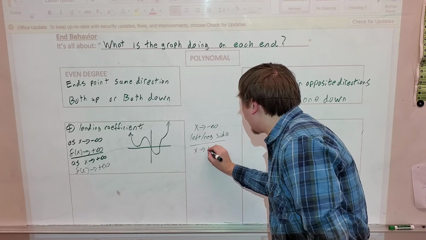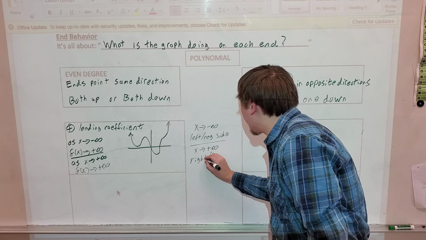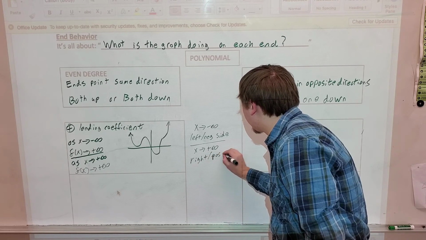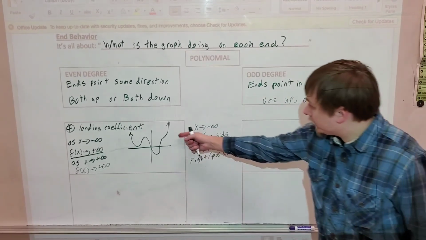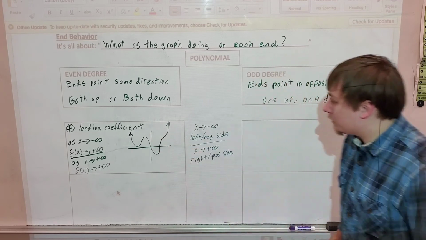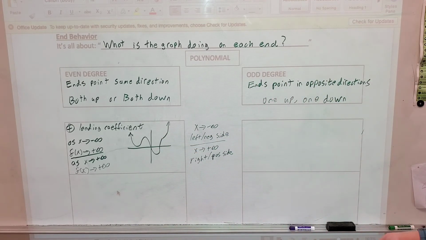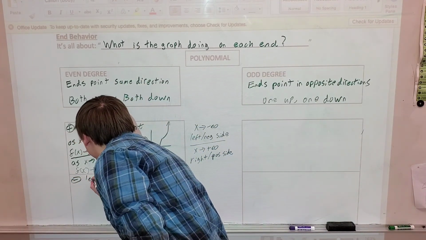As x goes to positive infinity, that's the right or positive side of the graph. Notice this follows exactly what I said. It's an even degree, and both ends go in the same direction. Those are both going up. So I'm sure we can figure out what's going to happen if our leading coefficient is negative.